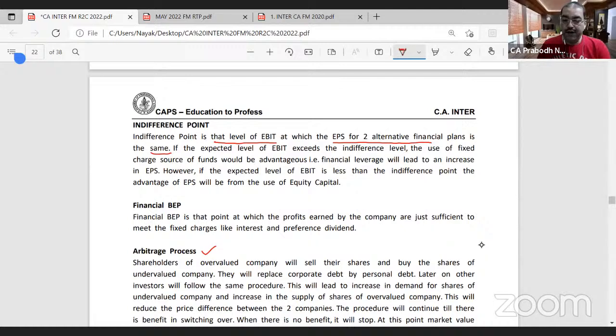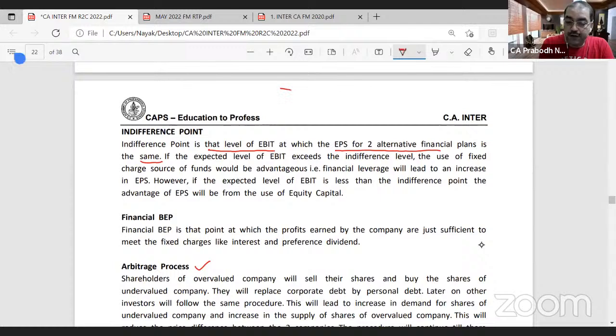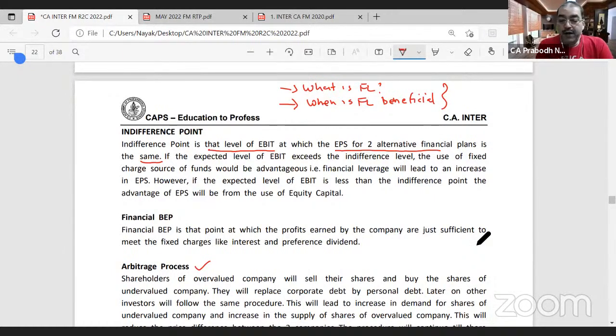So what was the question? They were asking the question based on what? They asked you, what is financial leverage? So first they asked you, what is financial leverage? Then they ask you, when is financial leverage beneficial? So it is a combination of two chapters. This "what is financial leverage" comes from the topic of leverage. "When is financial leverage beneficial?" comes from this indifference.